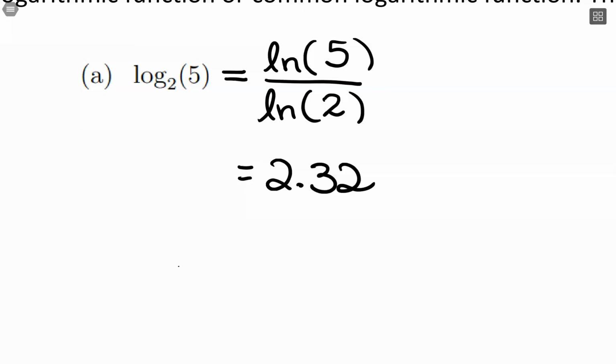So the idea being that 2 to a power of 2.32, and this will be a little off, is the same as 5. That's what we're getting out of this, the exponent that would fill in the blank when that exponent isn't a nice whole number.